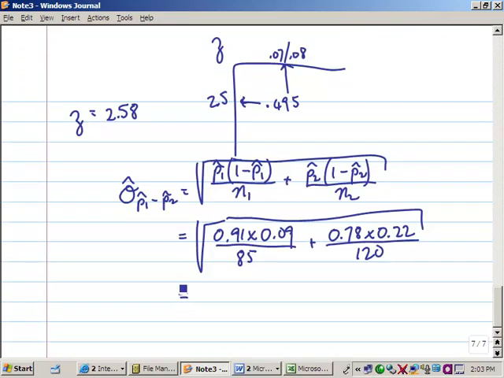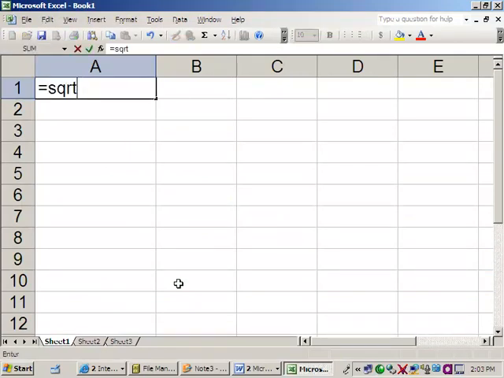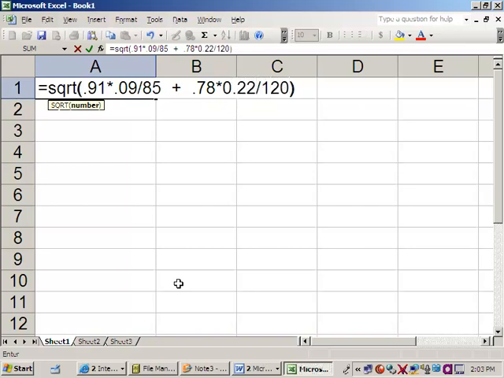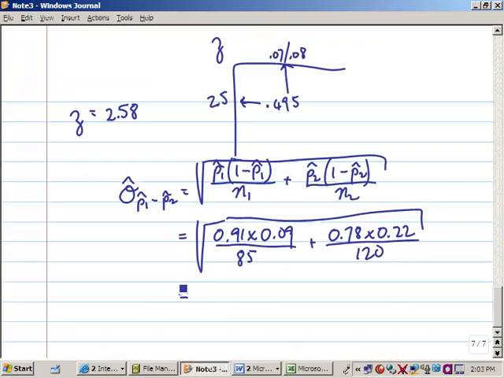And we'll go to Excel and work that out. So square root of 0.91 times its complement 0.09 divided by 85 plus, and then p hat 2 of 0.78 times its complement, oops, that's 0.22 divided by sample size 120, close parentheses, and that's 0.0492.